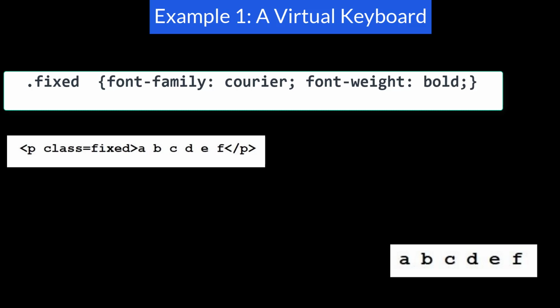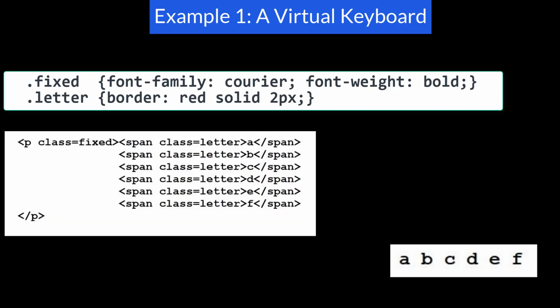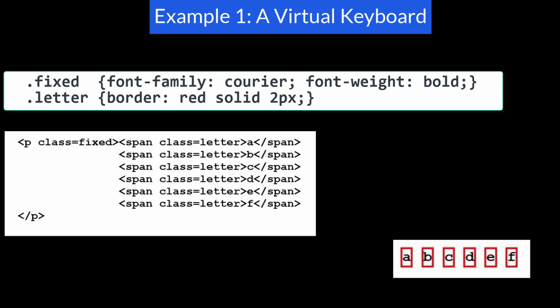How to get the little boxes around each character? One simple solution is to create another style rule, letter, with a red border, and span each character separately. So let's try this style rule. Letter, border is red solid 2 pixels. And now our paragraph element becomes more complex. Class equals fixed, span, class equals letter, A, end span, and so on for the first 6 letters. Notice that putting each letter on a separate line in the HTML will make it easier to introduce changes down the road. And this displays this way.